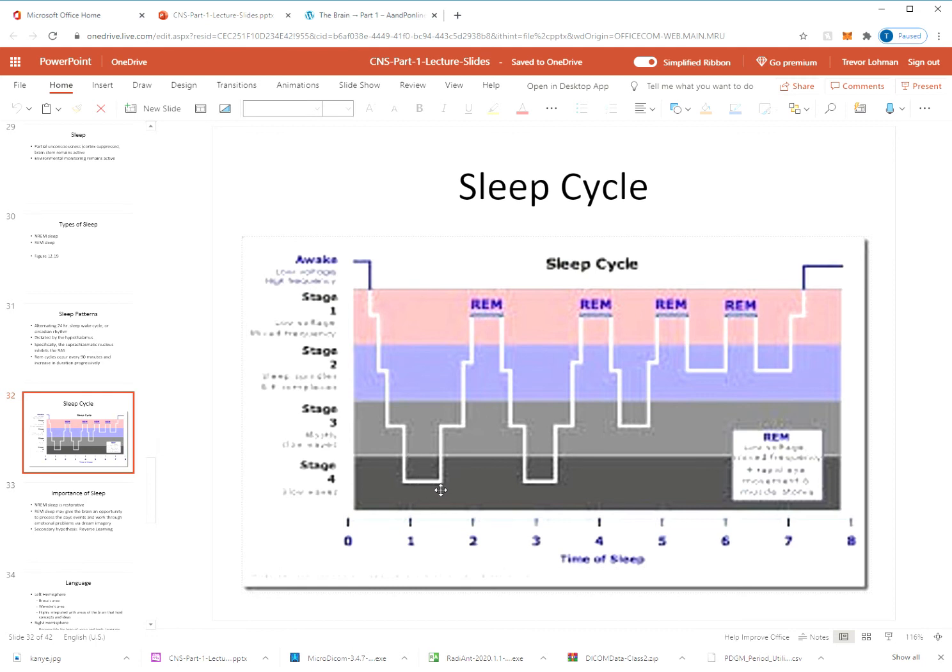At this point, we are knocked out. We are asleep. This is when like an earthquake could happen and you wouldn't know about it because you are dead to the world. You're passed out. This is when your mouth is open and you're just unconscious. You're not dreaming during this stage.